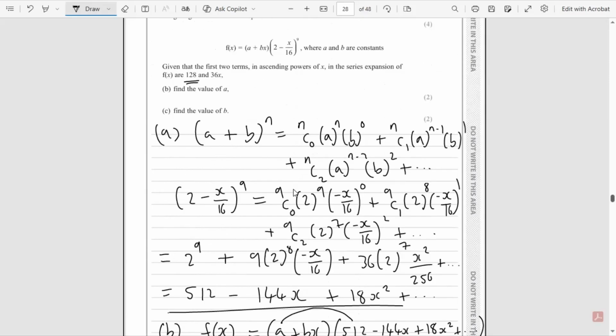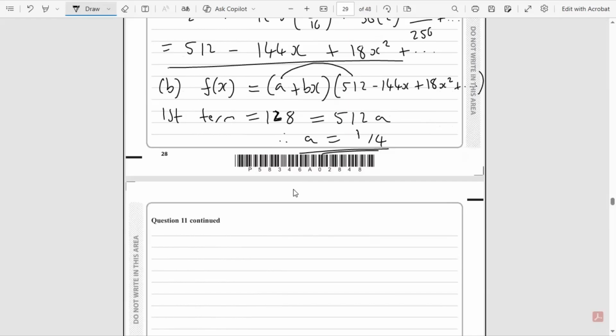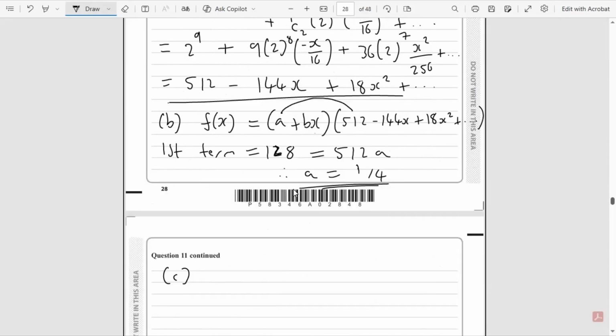Now let's look at part C. Part C is to find the value of b. So what we can do is write part C down here. Now we know the second term. What was the second term again? It was 36x. Let's write this down here. So the second term is 36x.